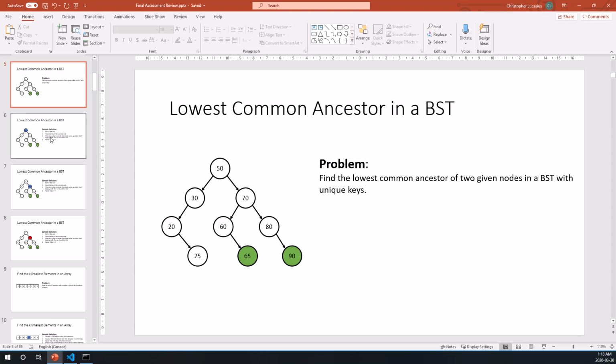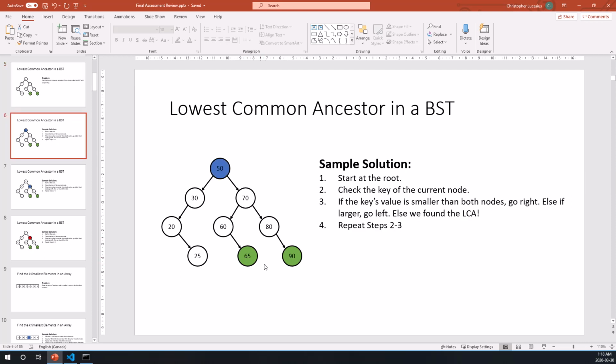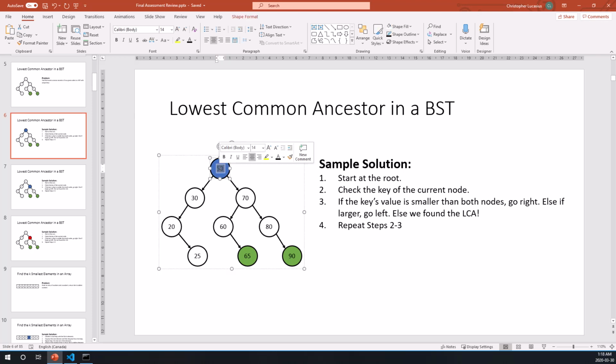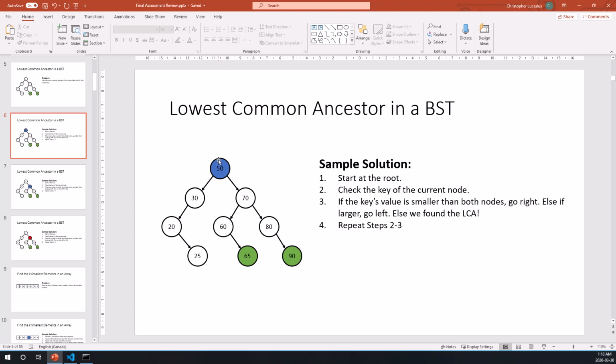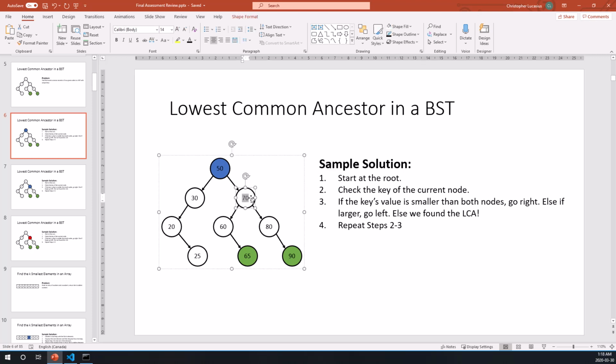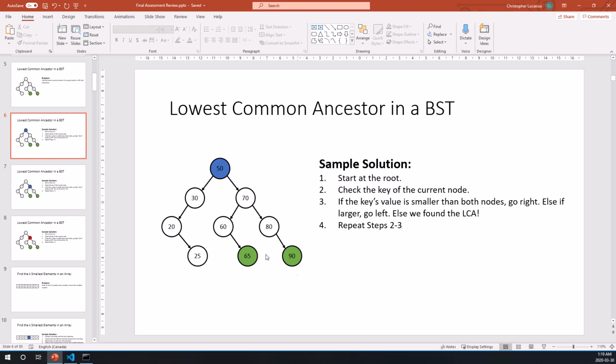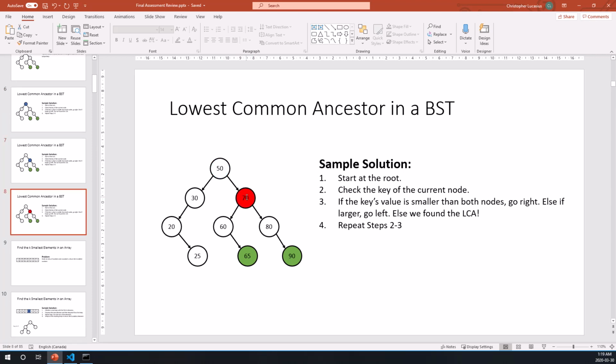So for example, with 65 and 90, first off note that the root is definitely going to be a common ancestor, but not necessarily the lowest one. If both of these nodes have a value that is larger than this node here, then you know that the lowest common ancestor should be somewhere to the right. Because if all of these are larger, and the lowest common ancestor should be a node between those two nodes, then you've got to go to the right. So you would go to the right, then you would notice that 70 is actually between 65 and 90 in this case, so therefore it must be the lowest common ancestor.